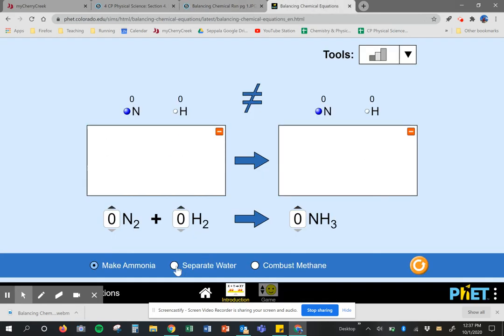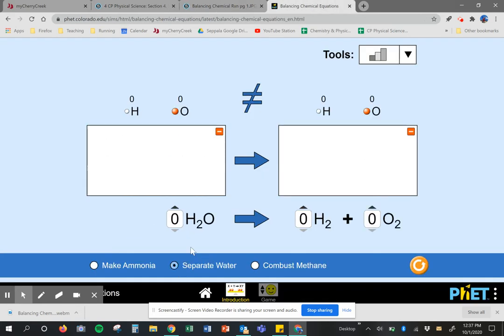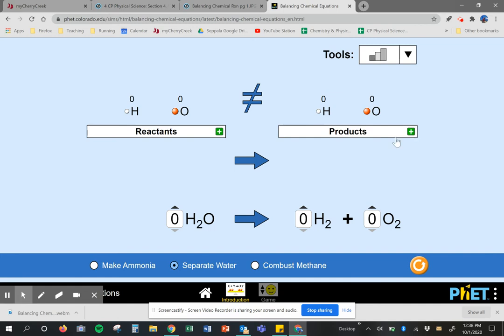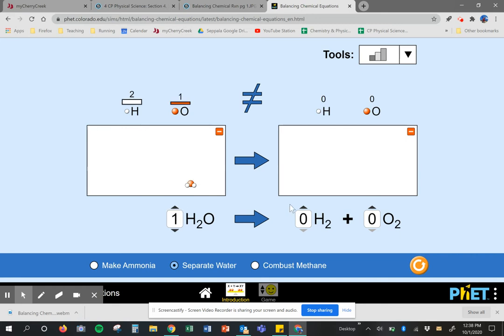Number 2 is separating water. Again, here are your reactants. We're going to react the water, in this case with a little electricity, and our products are going to be hydrogen gas and oxygen gas. Step 1, make them all 1.